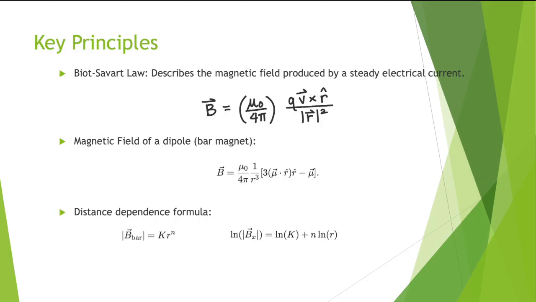The key principles we'll be looking at today include the Biot-Savart law, which describes the magnetic field produced by a steady electrical current, the magnetic field of a dipole, aka our bar magnet, and the distance dependence formula of the magnetic field of a bar magnet, and next to it is the linearization of that equation.